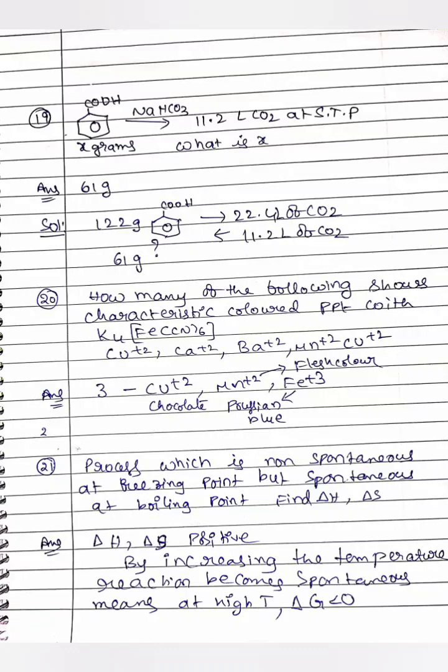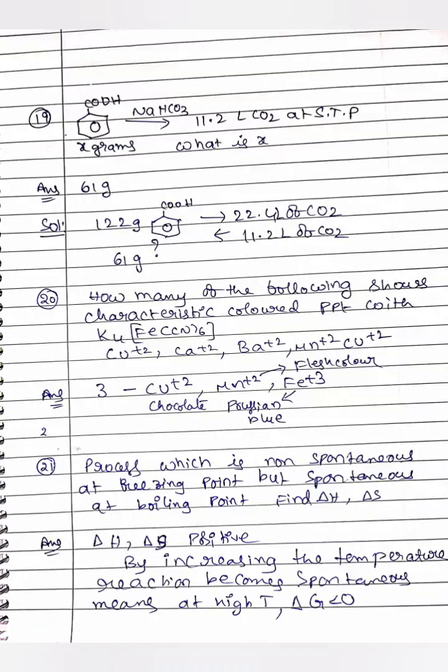Next one. Benzoic acid when reacted with sodium bicarbonate readily produces 11.2 liters of CO2 under STP conditions. They have mentioned the weight as x grams and they are asking us to calculate x. By the balanced equation, 1 mole, that is 122 grams of benzoic acid, readily produces 22.4 liters of CO2. In order to produce 11.2 liters of CO2, we require half a mole, that is nothing but 61 grams of benzoic acid. So the answer is 61.